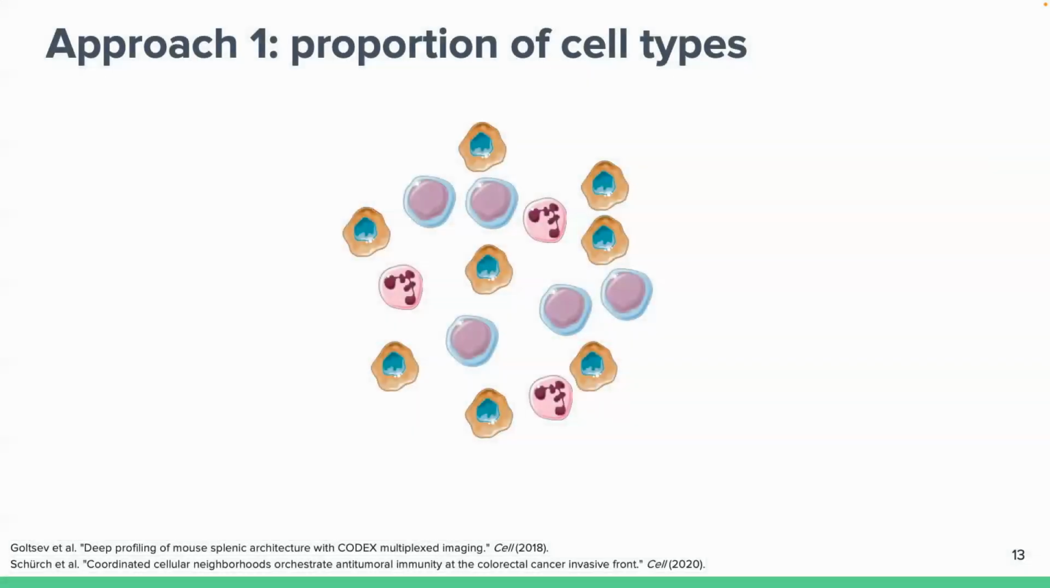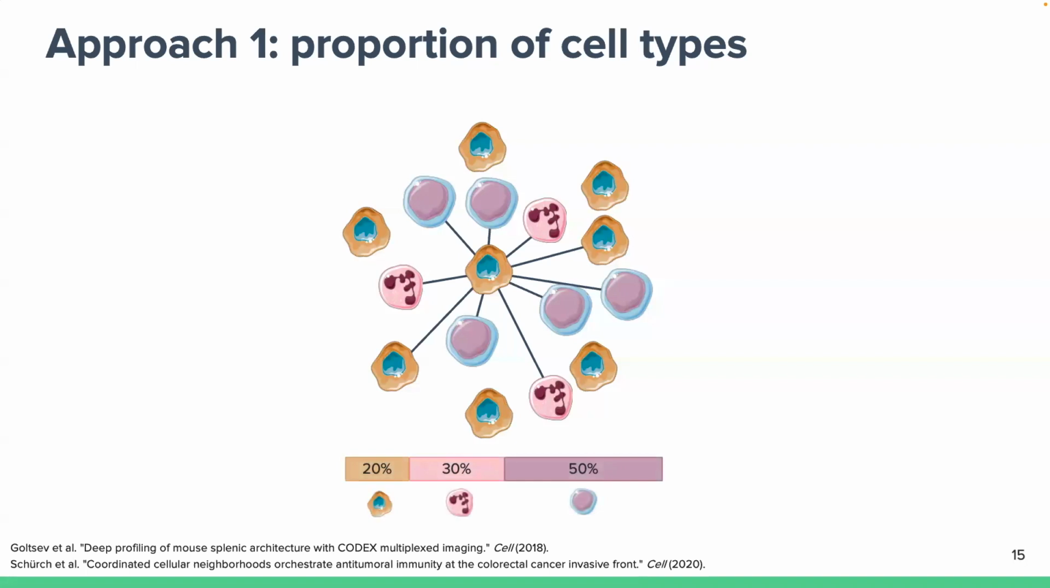The first approach is something Anna already mentioned, looking at the proportion of cell types around the cell. What you will do is that for a target cell, you identify the n closest neighbors, in this case, for example, 10. And then you compute and estimate the proportion of a certain cell type in the neighborhood. So in this case, out of 10 cells, 2 are malignant cells, 3 are neutrophils, 5 are lymphocytes, and so on. So you can estimate the proportion.